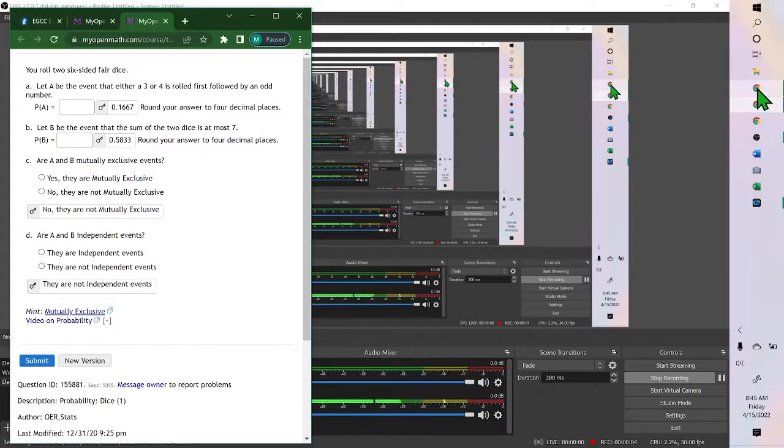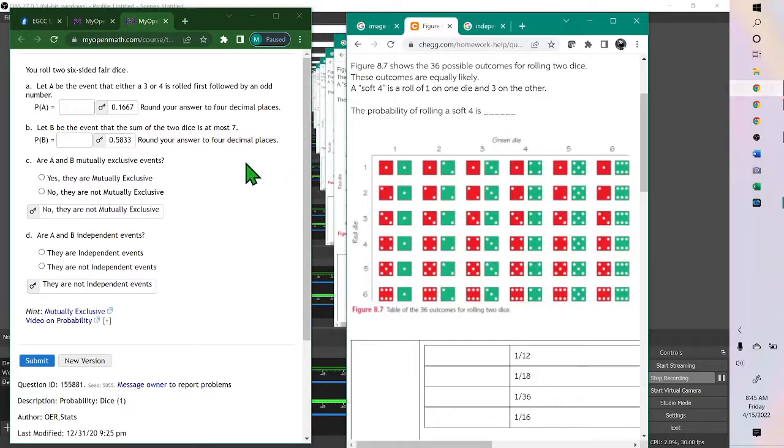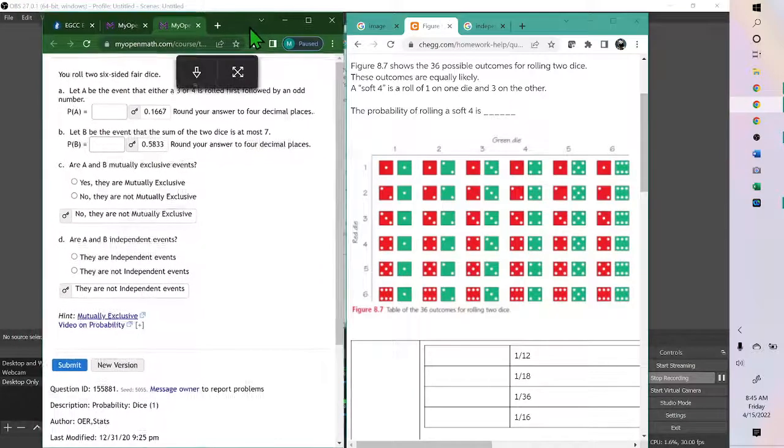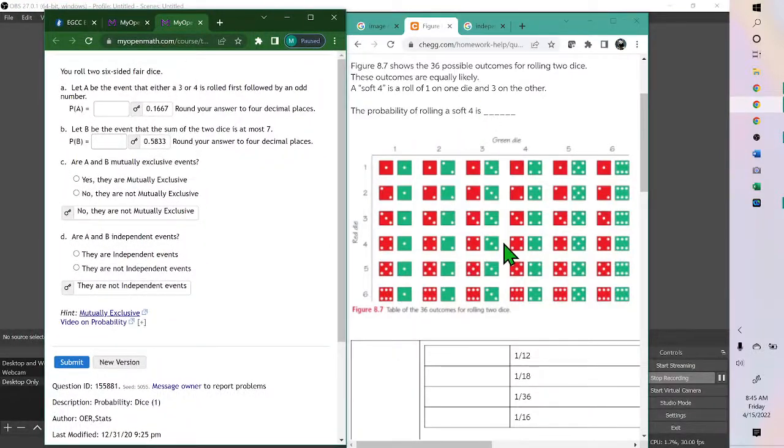Hello. For this problem here with rolling the die, I brought up the possibilities for rolling two dice so we could look at them, but it says let A be the event that either when you roll two six-sided fair die.